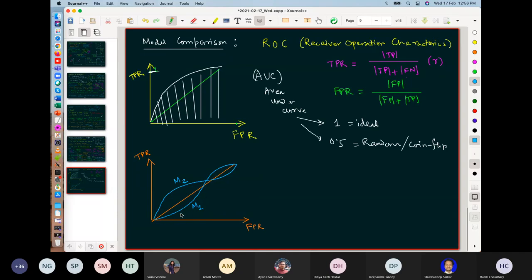So see, M2 is better when there are low false positive ratio. M2 model performs better. M1 is better when there are high false positive ratio. So usually there are these trade-offs people have to make. First of all, false positive ratio versus true positive ratio. That changes whether I will choose M1 versus M2 depending on the scenario.